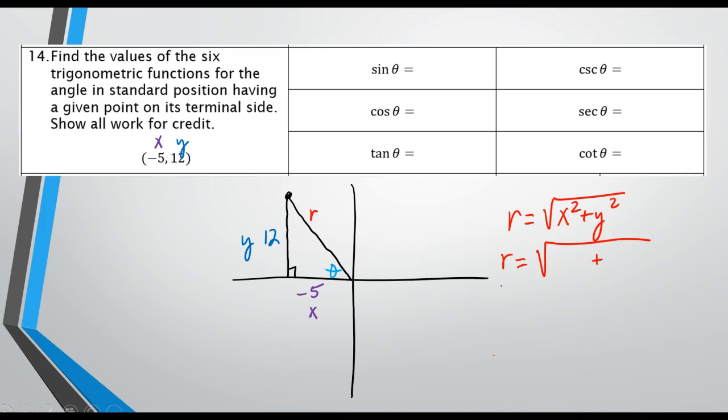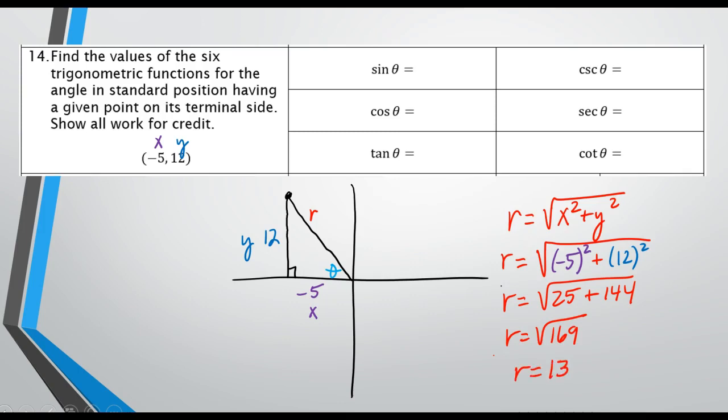So our x squared is (-5) squared. It's very important that you put that in parentheses. Y squared would be 12 squared. If I simplify these things here, I would have r equals the square root of +25, because it would be -5 times -5, so +25. And then 12 squared is 144. If I add them together, it gives me 169. And the square root of 169 comes out to be exactly 13. So we have no radicals here. Our hypotenuse is just the whole number 13.